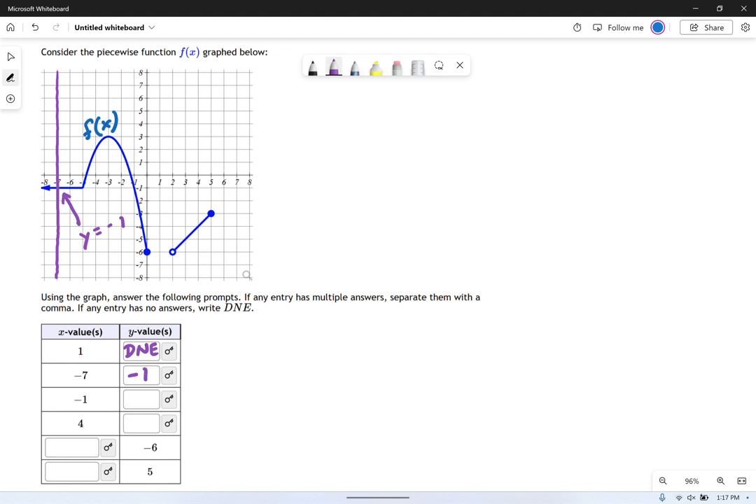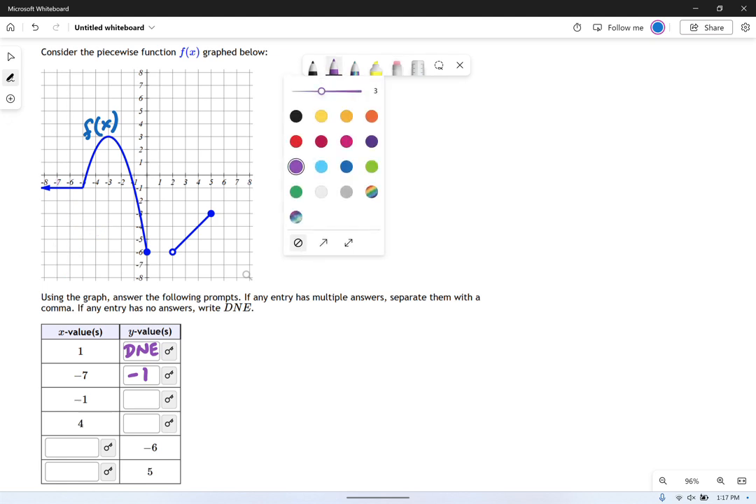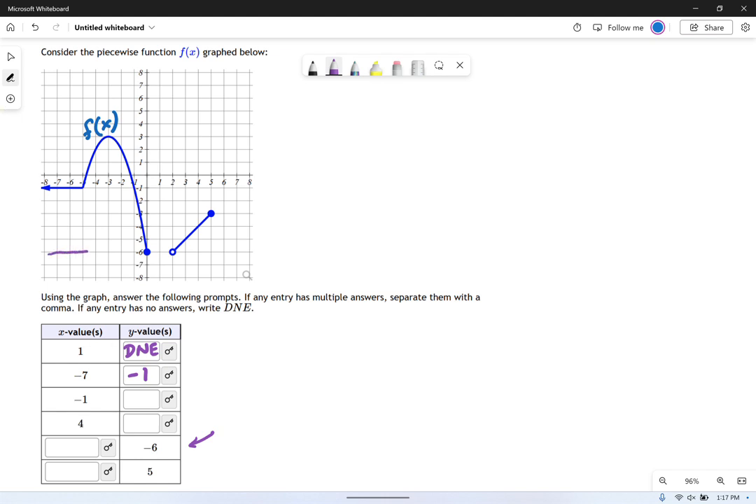I'm going to move on to the y values now, these lower parts, because I think there's some tricks to that you should be aware of. So if you look at this, I'm going to do this one right here, negative 6. Where does my function equal negative 6? Well, you can imagine drawing a horizontal line and just seeing where that intersects with the function. And you might say, oh, hot dog, I've got two spots, right? One of them is right here, and one of them is right here. Those both have y values of negative 6. But there's something different about those two spots.